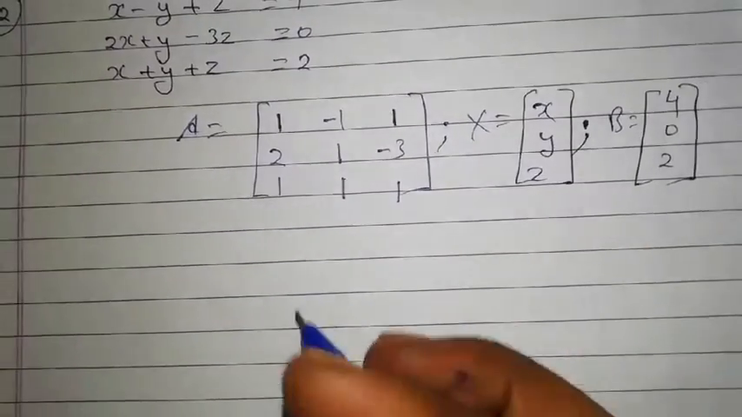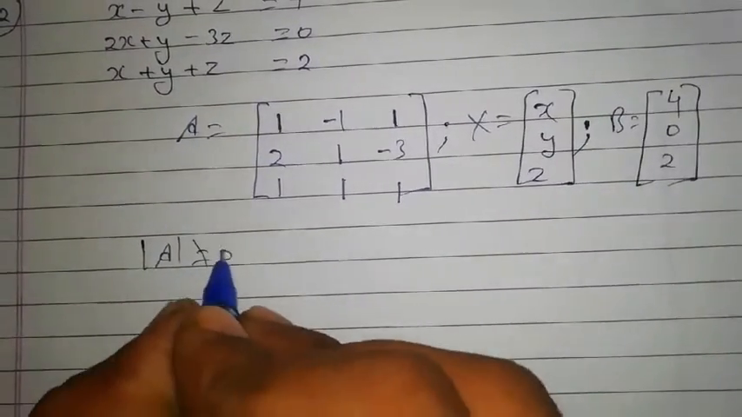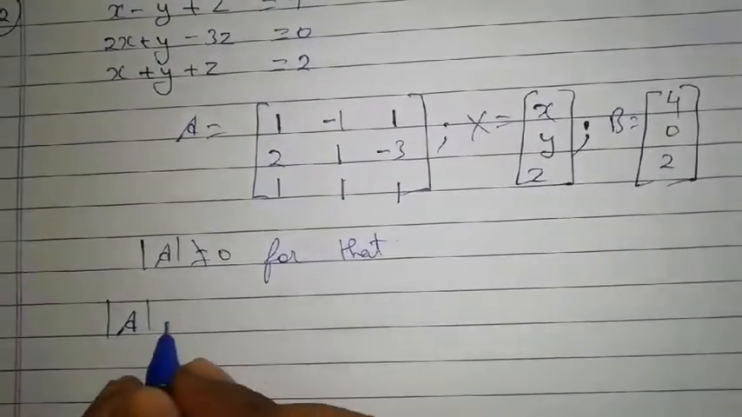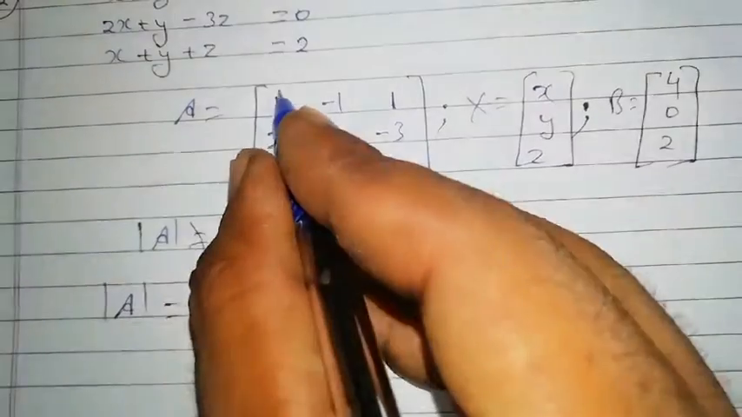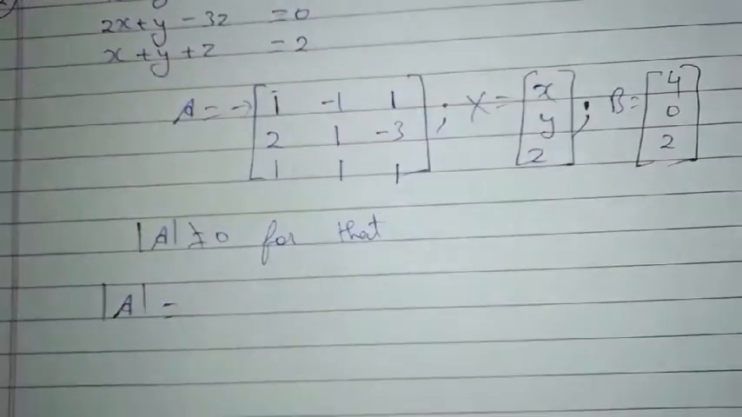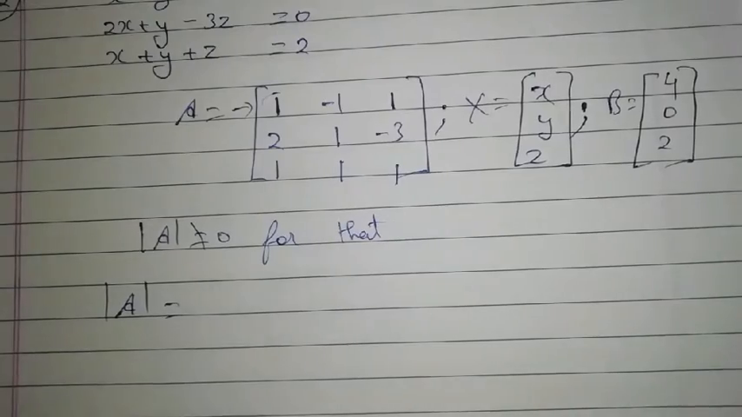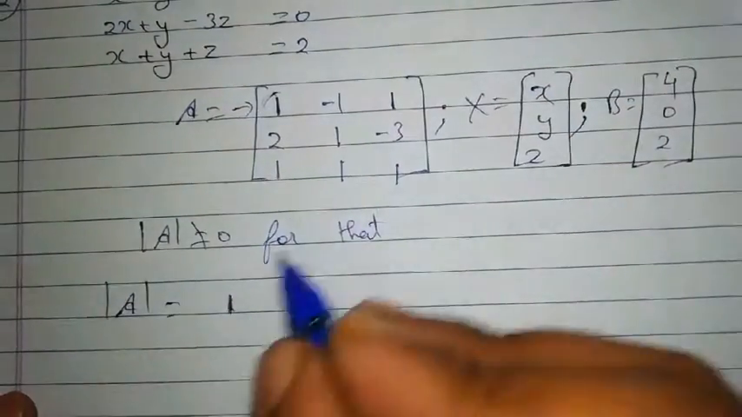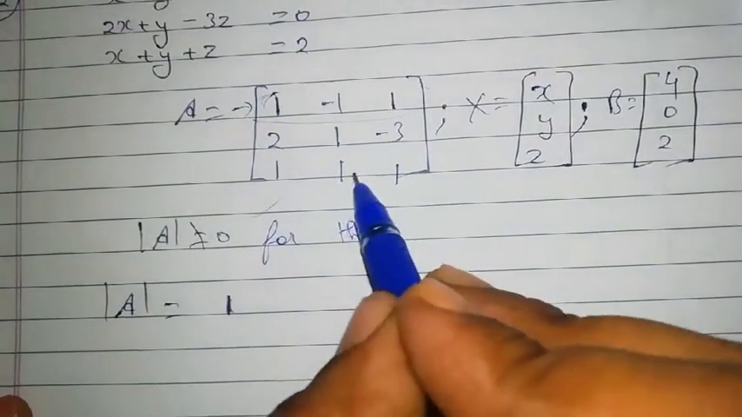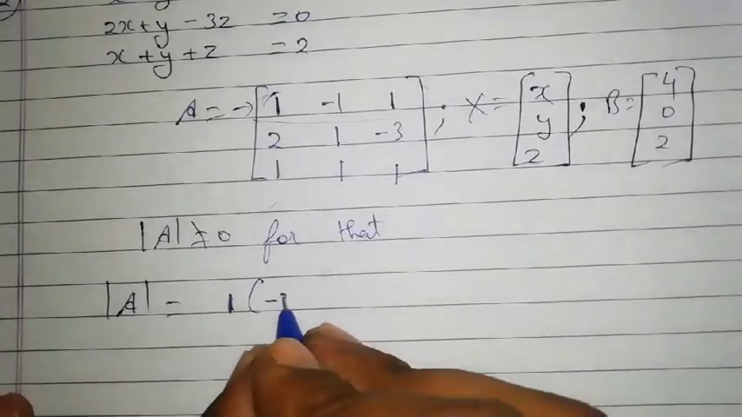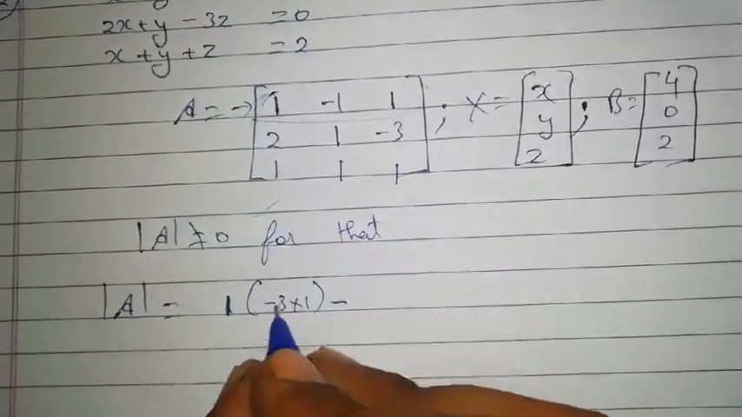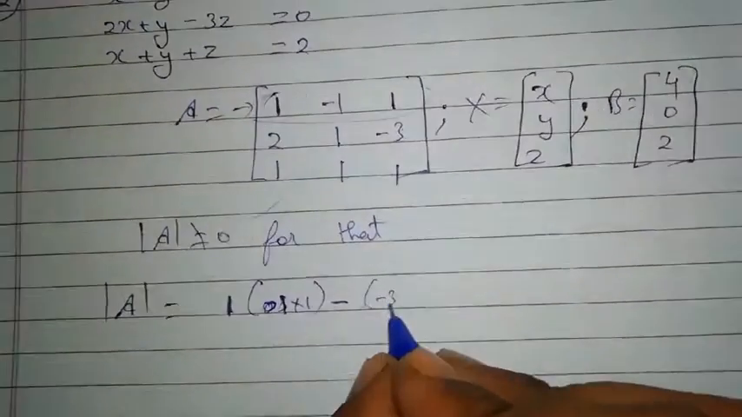Now we will check that the determinant of A is not equal to 0. For that we need to calculate the value of determinant A. We can solve it using any row or any column. I will use the first row. Here we have 1. Now we leave the row and column passing through this one, so first of all this is 1 into 1 minus 3 into 1.